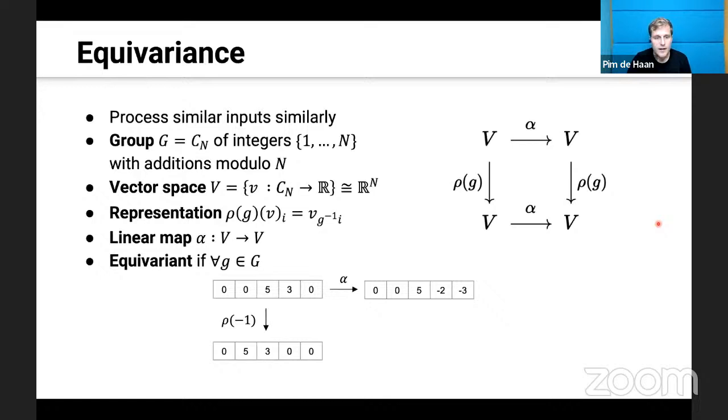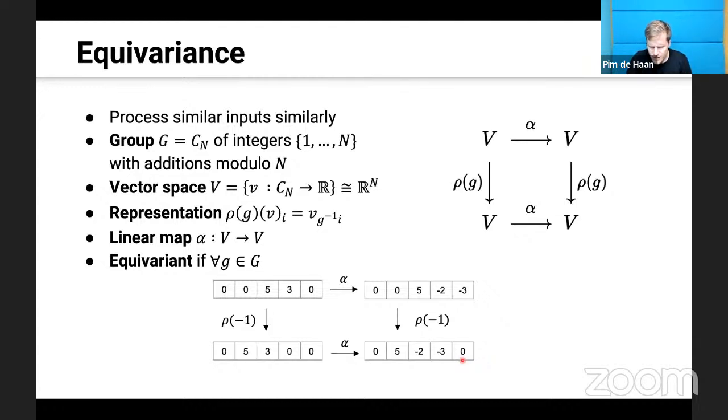In this concrete case, we would require that if we apply the map alpha, we get this output, which in this case is just taking the difference between the vector elements, and then rotate it, that we get the same result as first rotating it to the left and then applying the group element.